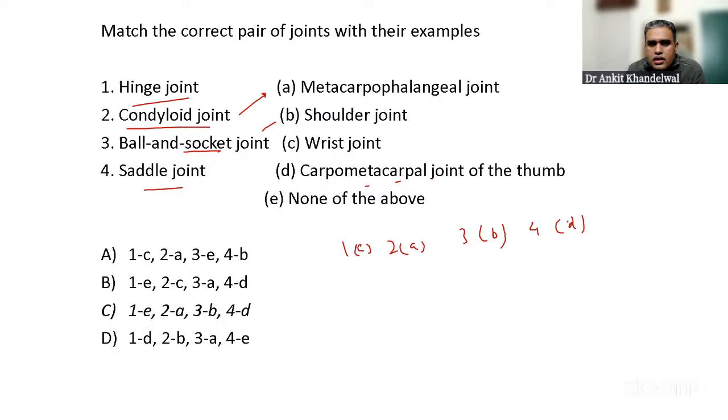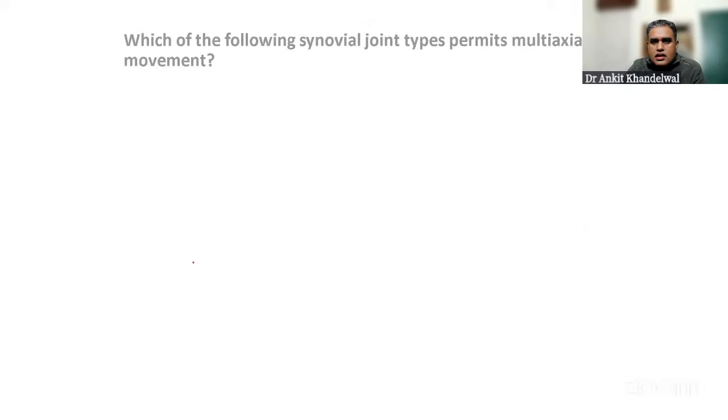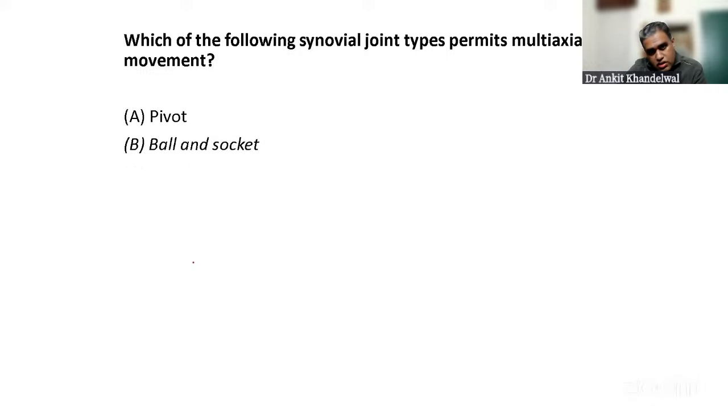E, A, B, and D over here. Yes, option number C. Okay, likewise over here. Which of the following joint permits multi-axial movement? Pivot, uniaxial. Ball and socket, multi-axial. Condyloid, biaxial. Hinge, uniaxial. Answer is ball and socket and saddle variety. So in addition to it, for the revision, saddle variety.